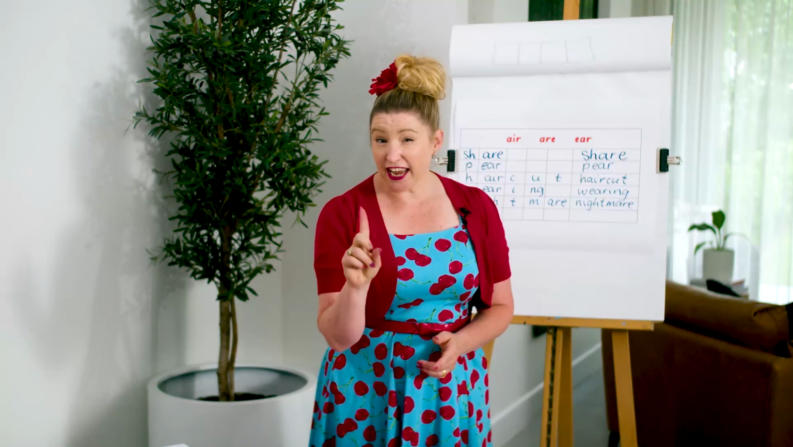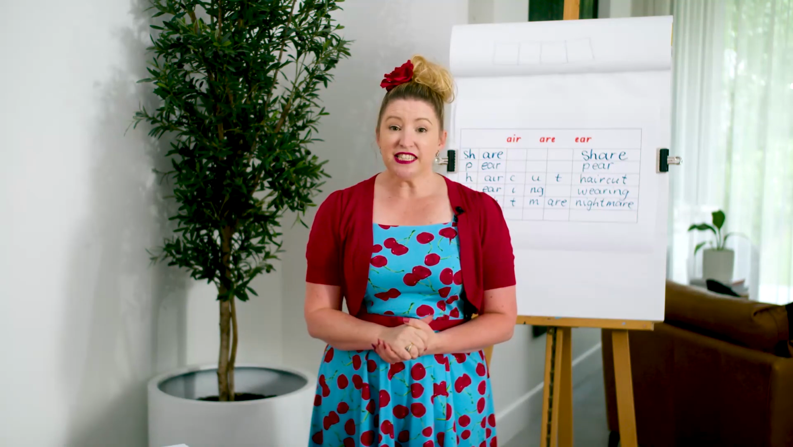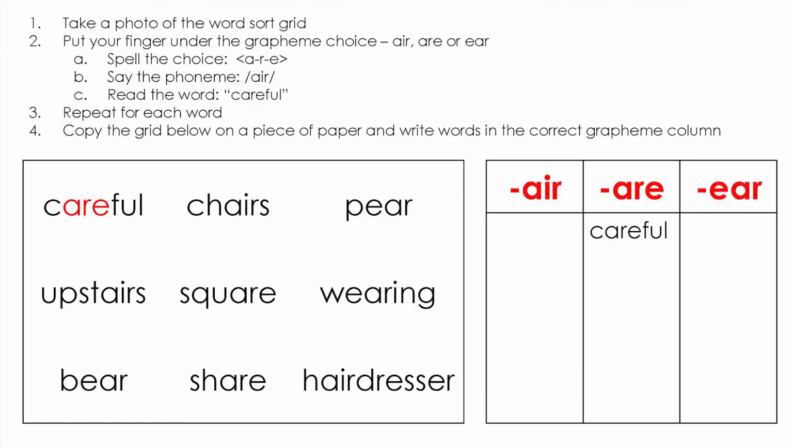Are you ready for your independent task? You don't get to go anywhere just yet. Your independent task today. On your screen, you will see a grid of words and you will see 3 columns that you can sort those words into. There'll be ARE, AIR, and EAR. You need to read those words and sort them into the correct columns. You'll probably need to take a photo or pause the screen to make sure you can get all those words down.